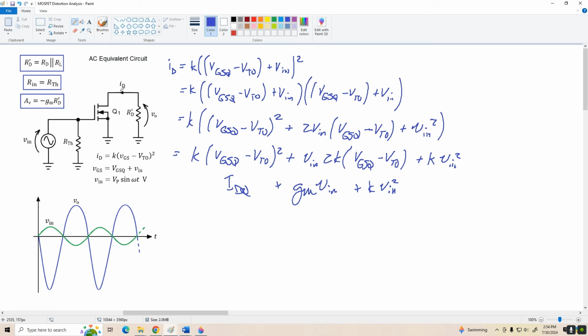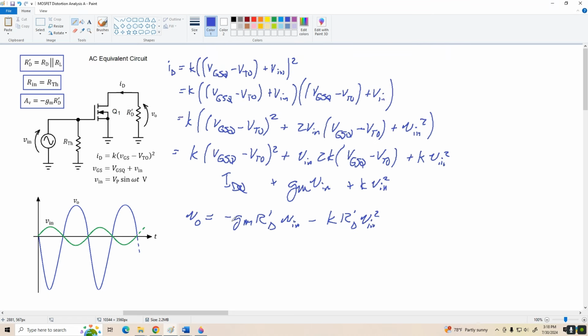All right, now our output voltage, remember, is negative ID times R'D. So Vout would be negative this times R'D, except remember that the output coupling capacitor blocks this DC term, so we're just going to have these two terms as our output voltage. What we get is Vout equals negative gm times R'D times Vin minus K times R'D times Vin squared. Now, notice that this first term, negative gm times R'D, that's voltage gain. So we can also write this as Vout equals Av times Vin minus K R'D Vin squared.